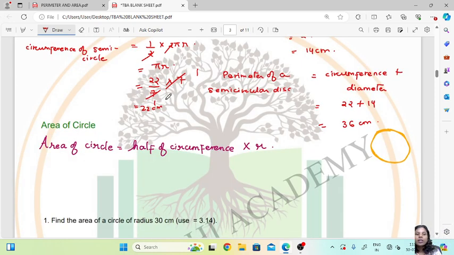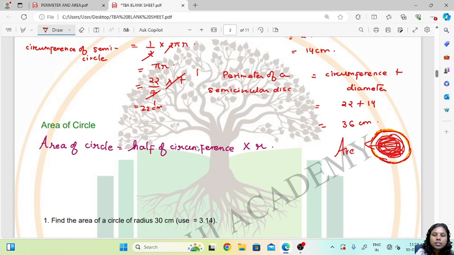Now let's look at the area of a circle. So till now we talked about this region, right? This outer region we spoke about. Now we are going to speak about this inner area, the whole of this circle. What is inside the whole area is what we need to find out.